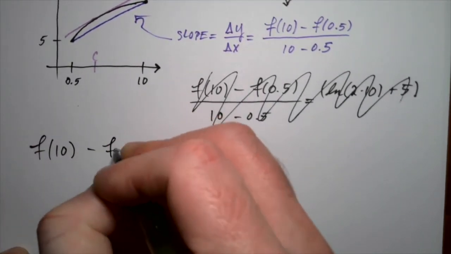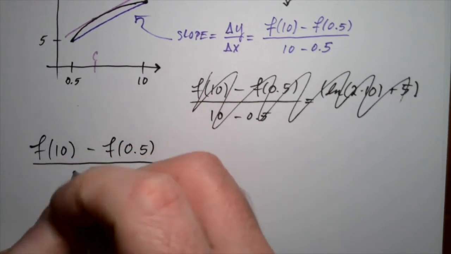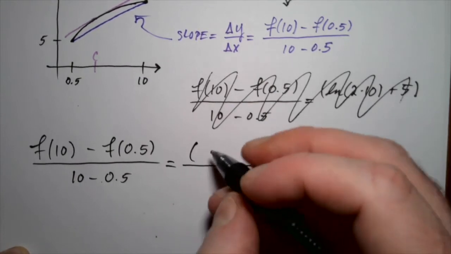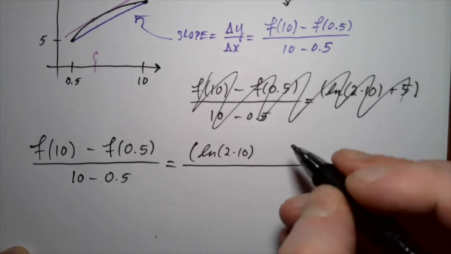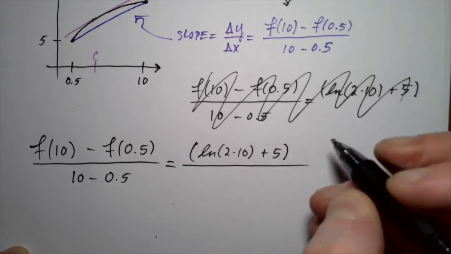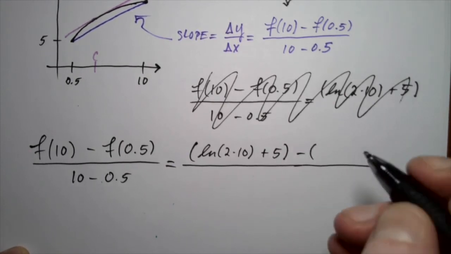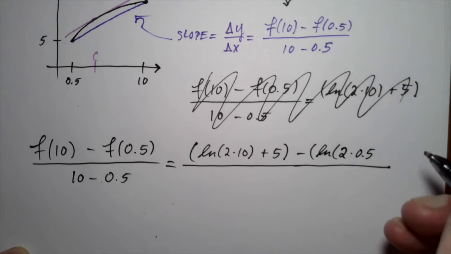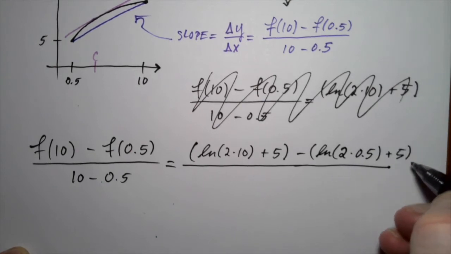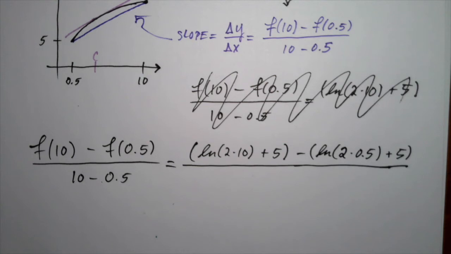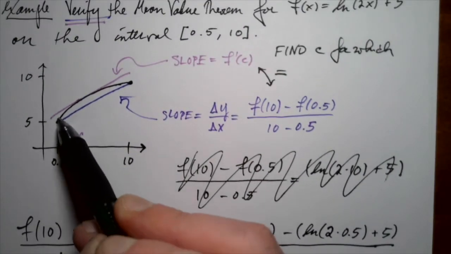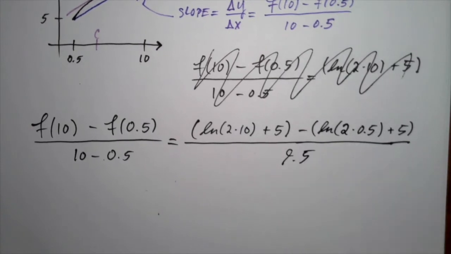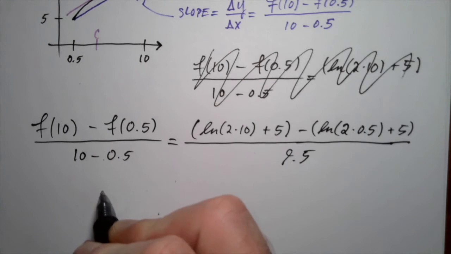So we're looking at f of 10 minus f of 0.5 divided by 10 minus 0.5. Looks good. So the value of the function at 10 was the natural log of 2 times 10 plus 5. What's the value of the function at 0.5? Well, that'll be the natural log of 2 times 0.5 plus 5. So those are the two outputs. Those two numbers represent the y values here and here, the outputs of the function at the beginning and end of the interval. 10 minus 0.5, that's the width of the interval. That's going to be 9.5.